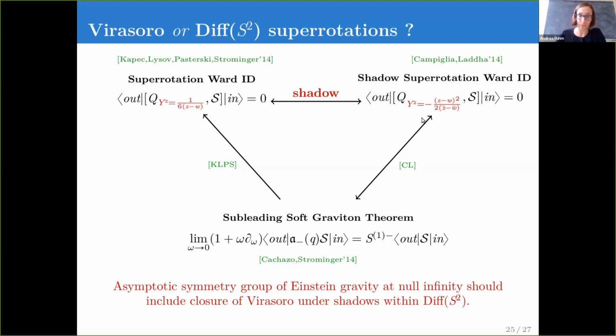On the other hand, if from the celestial CFT perspective, there exists an argument that says, for example, that we should exclude the shadow stress tensor, then our results would say that the whole asymptotic symmetry group just reduces to the Virasoro subgroup.